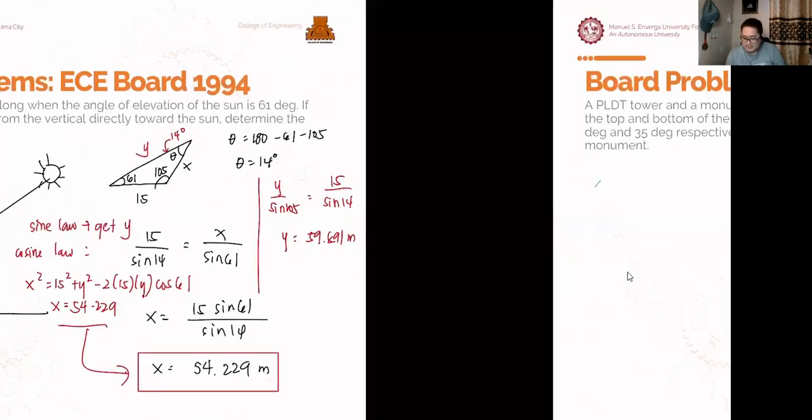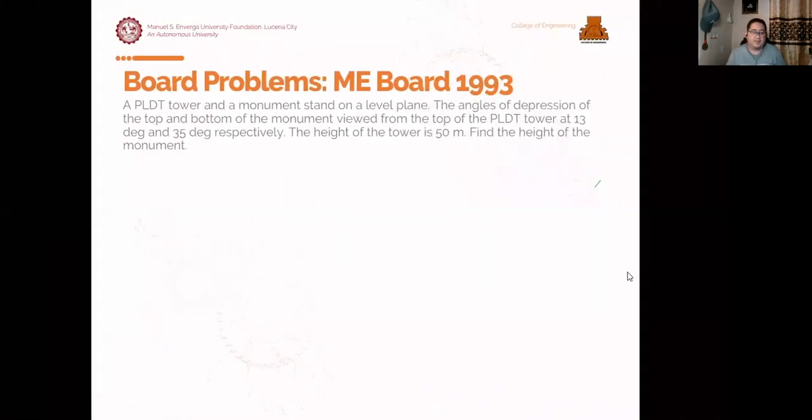Okay, I think this is the last problem. Okay, ME board. So we have a PLDT tower and a monument stand on a level plane. The angles of depression of the top and bottom of the monument viewed from the top of the PLDT tower at 13 degrees and 35 degrees respectively. The height of the tower is 50 meters. Find the height of the monument. Okay, so almost the same nung sa building natin kanina to, no?